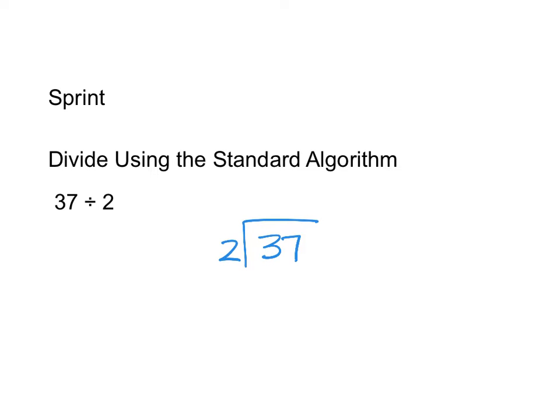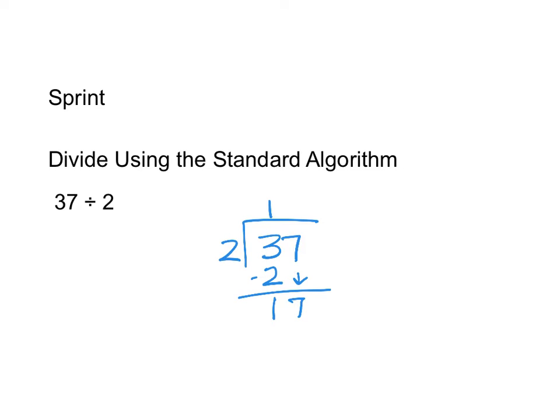When we look at the 2, we're going to see, well, how many 2's are there in our 10s? So we have 3 10s. How many 2's are there in 3? There is 1. So we're going to multiply that 1 times 2, and we're going to bring that down in the 10s. We'll subtract that, and we've got 1 left, and we'll bring down our 1's.